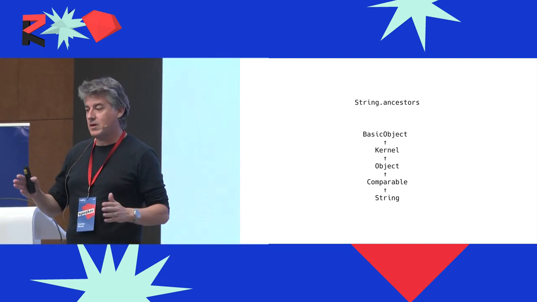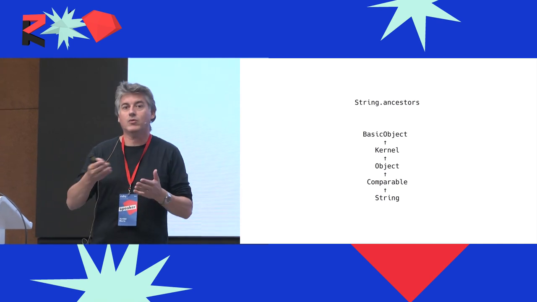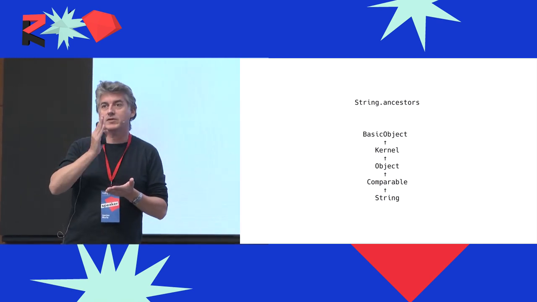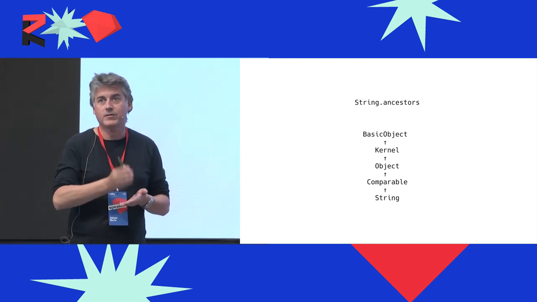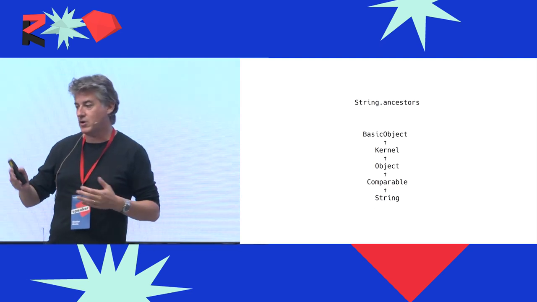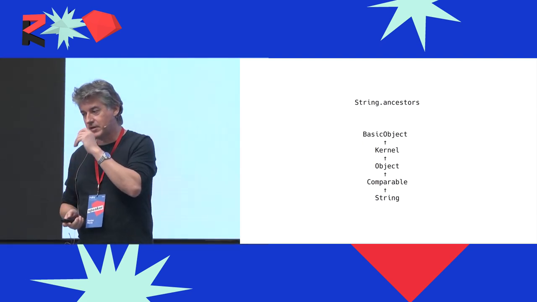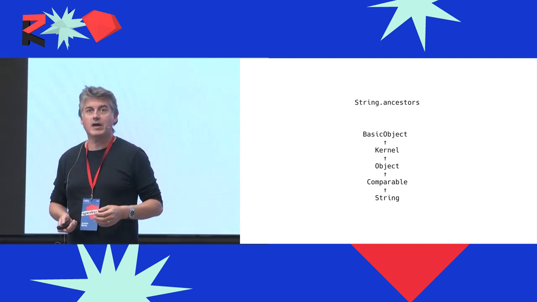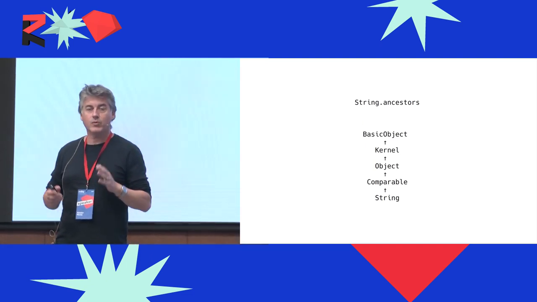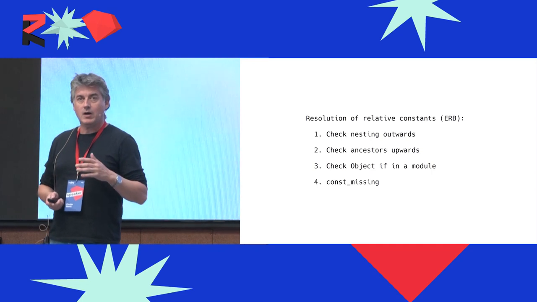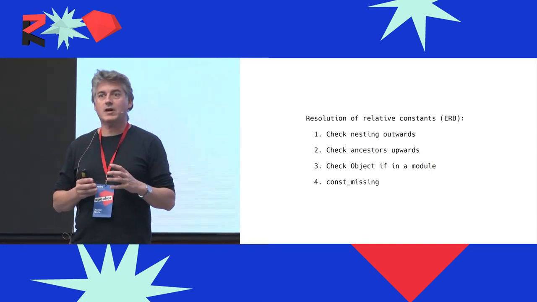The other key concept here is ancestors. So you know the ancestor chain upwards that you use for method dispatch, for instance, you know this concept, okay? In this case, a string is an example: comparable, object, kernel, basic object, okay? So we have these pieces, we can now refresh how constants are resolved.